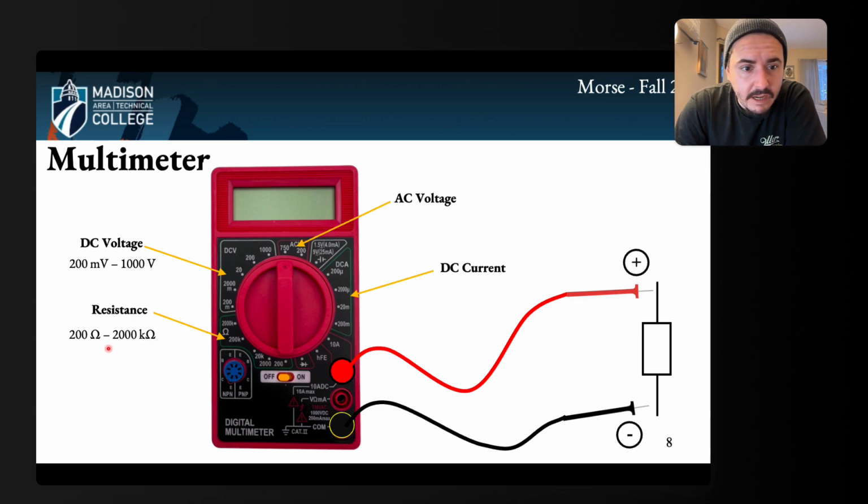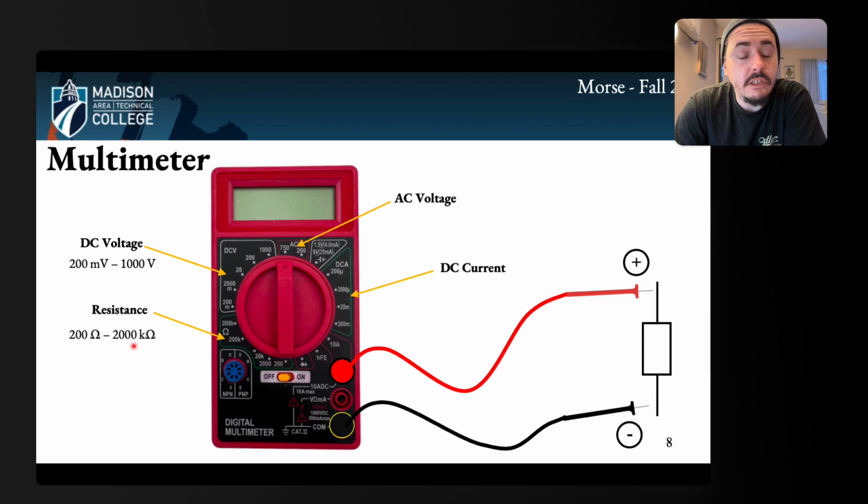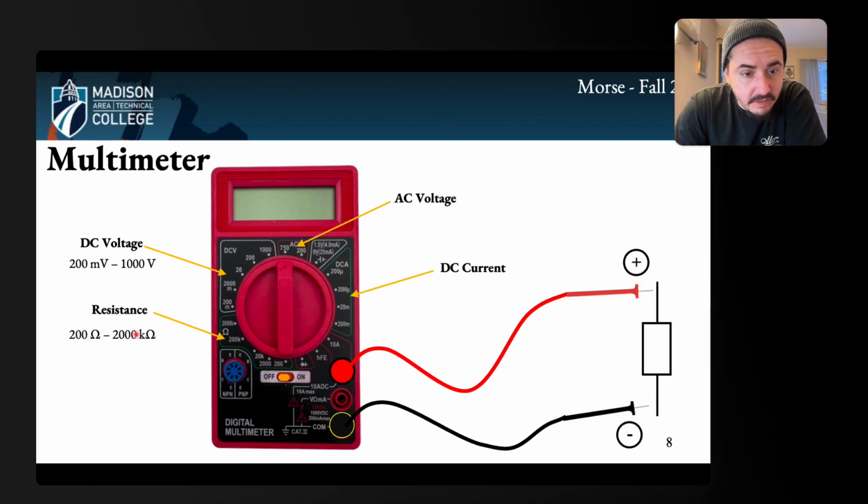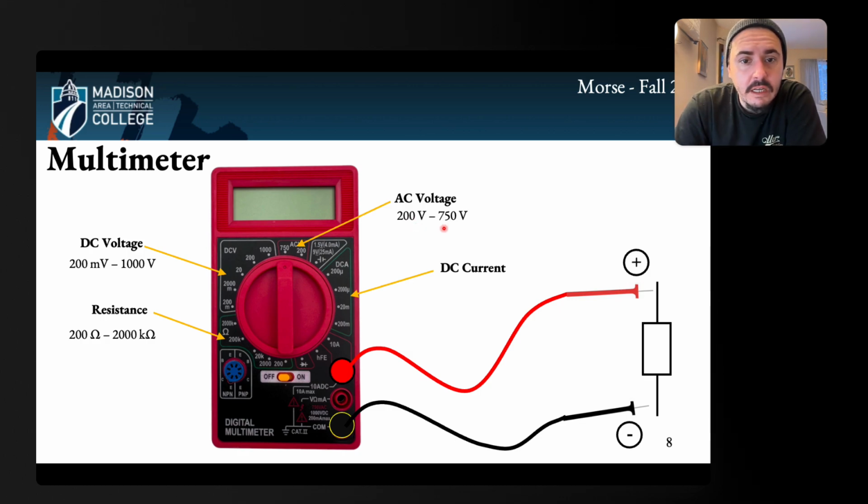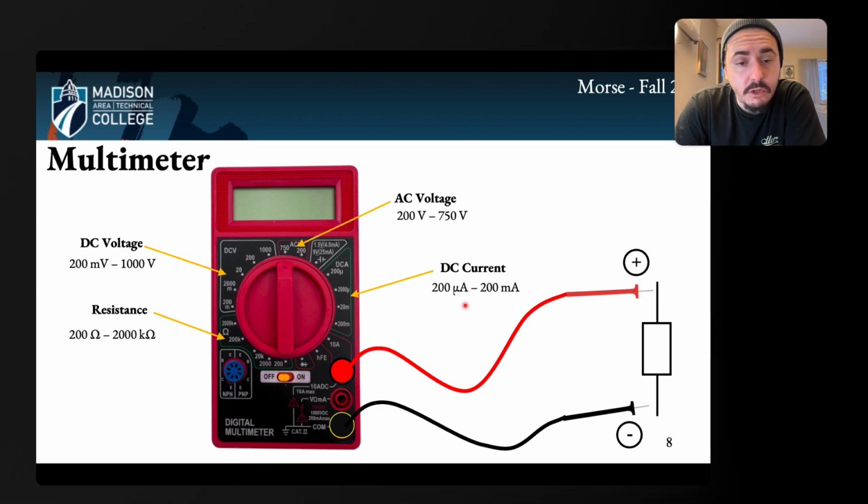For resistance, I have anywhere from 200 ohms to 2,000 kilo ohms. So this is a significant increase in resistance. It's a very large resistance. For AC voltage, I have just two options. I have 200 volts, so 0 to 200 volts, and then 750 volts, so for larger than 200 volts, but less than 750 volts. And then for DC current, this is going to be very small. So this goes from 200 microamps to 200 milliamps.